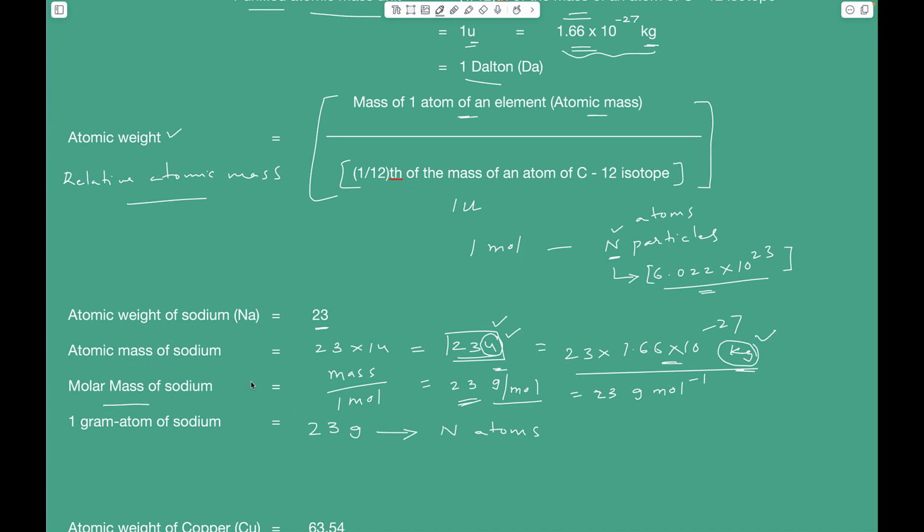So the molar mass of any substance is its mass per 1 mole of that substance, and 1 mole of any substance by definition contains an Avogadro's number of particles, and in case of sodium they are atoms. And the unit for molar mass is grams per mole. So the molar mass of sodium is 23 grams per mole, whereas 1 gram atom of sodium is 23 grams.